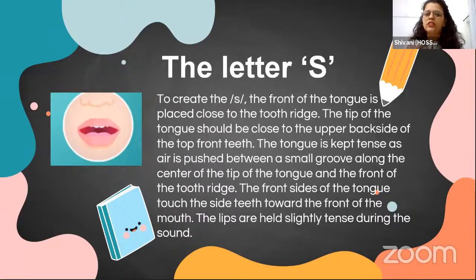You can see that to create the S, the front of the tongue is placed close to the top front teeth, and the tip of the tongue should be close to the upper front teeth. Like this, we describe everything beautifully so that they can pronounce correctly and make the right facial structure when pronouncing the particular sound. So we are going to introduce the first sound of the first alphabet, which is S.